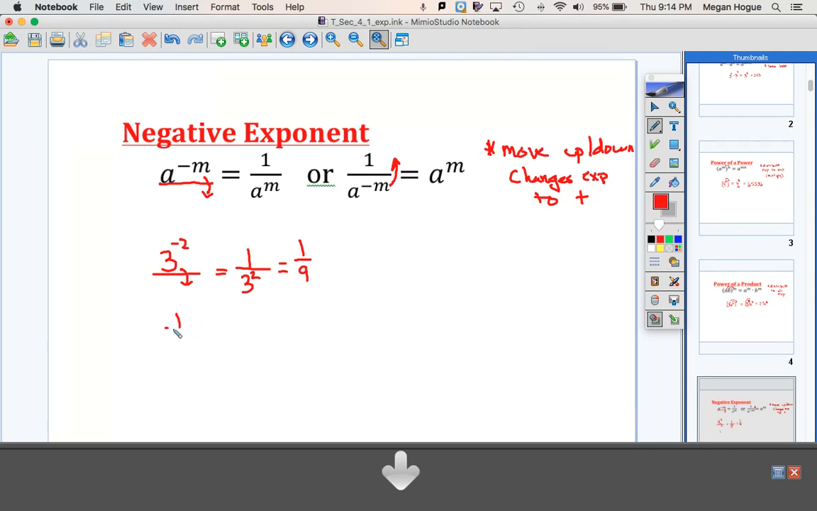And let's say we have something on the bottom. So let's say we have, let's use an x this time, x to the negative fourth. Well, I'm going to move that up. I could keep the 1. I don't have to. There would be a 1 underneath, but when it's underneath, we don't need it. Most people are going to write just x to the fourth, but 1x to the fourth would be okay as well.